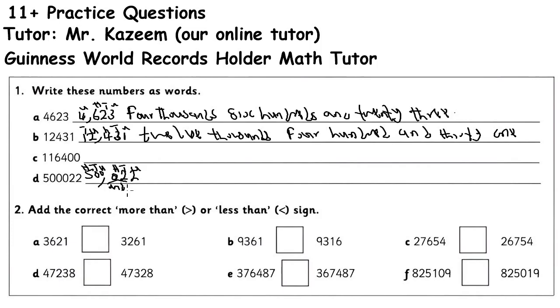Okay, then the word "and" 22. Perfect. 2 tens, 2 units. 500, the comma, thousands, and 22. So therefore, we are writing the words 500,000 and 22. So that will be five hundred thousand and twenty-two.